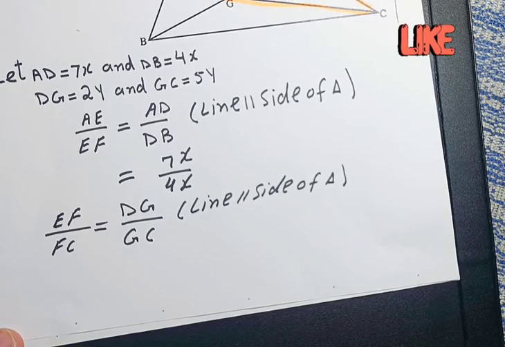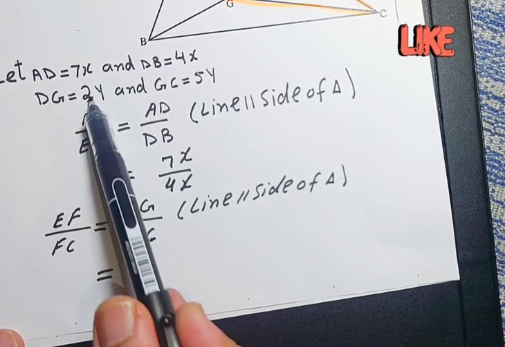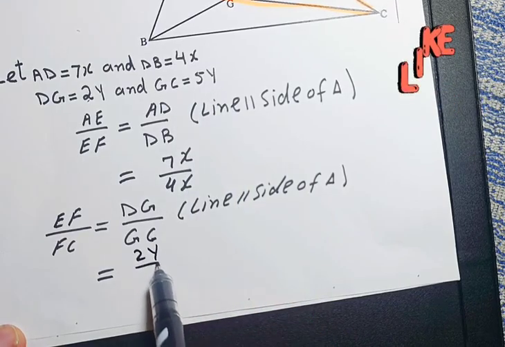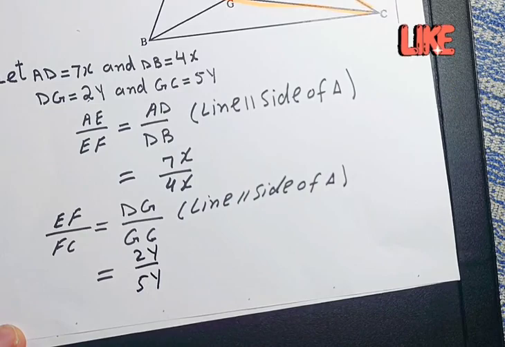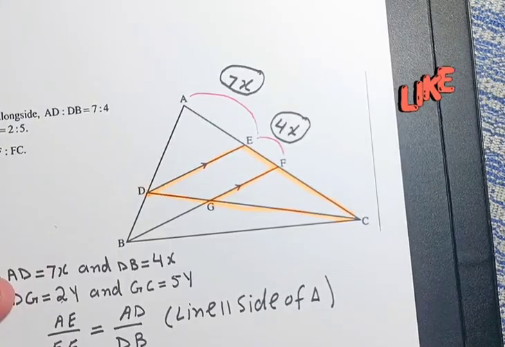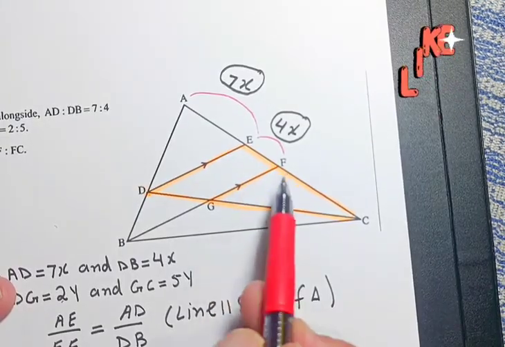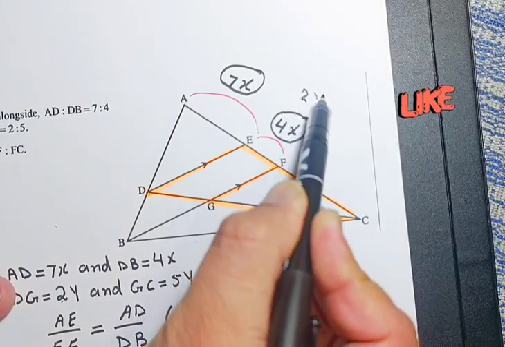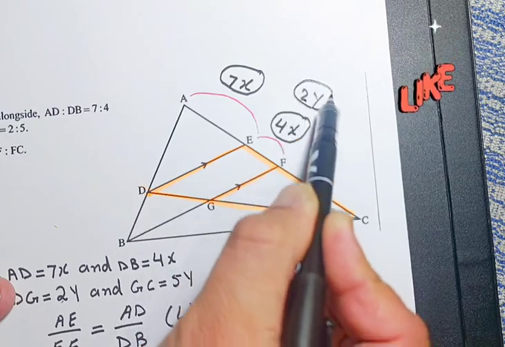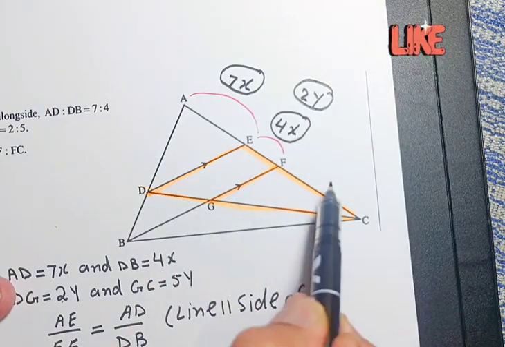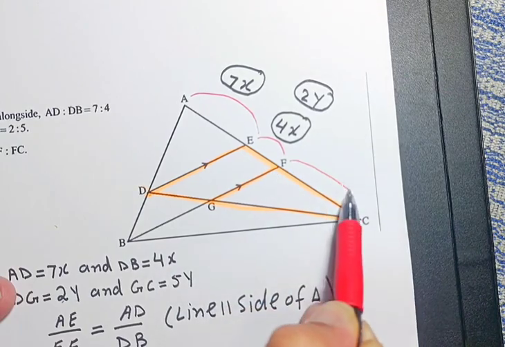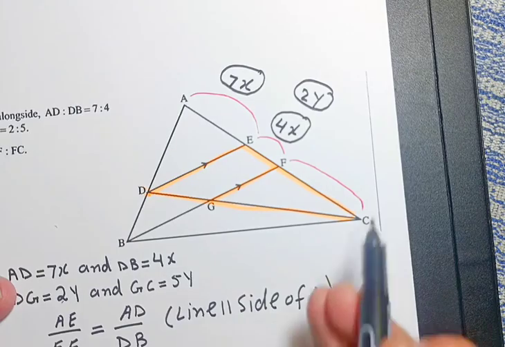Now, DG we have 2y and GC we have 5y. So 2y over 5y. Now I have to write on the sketch as well. So we have EF as 2y, so I'm going to write 2y, and then FC we have 5y. F to C, we have 5y.